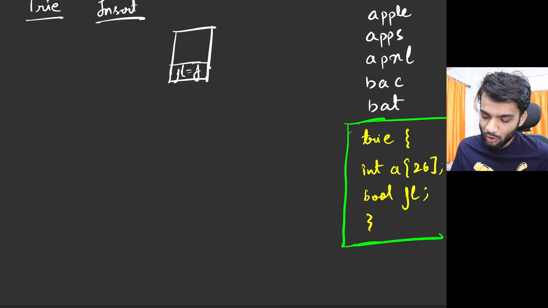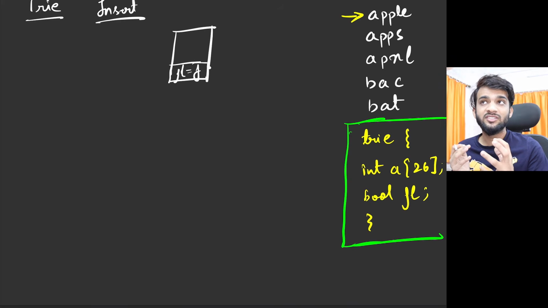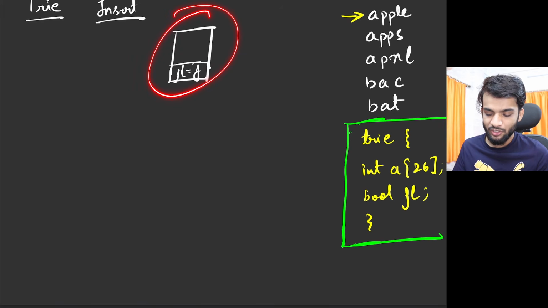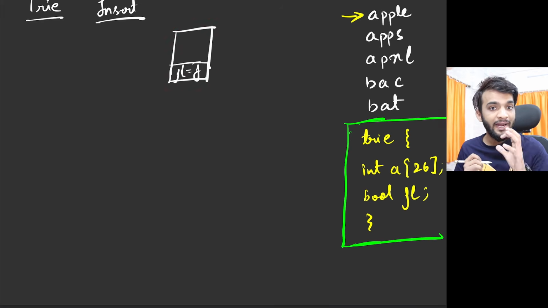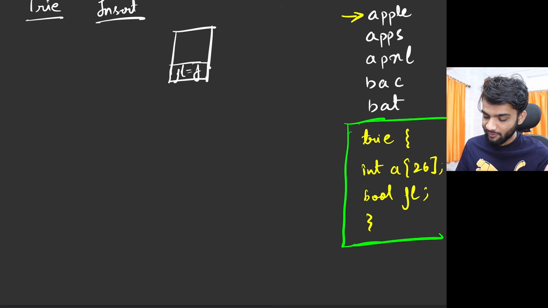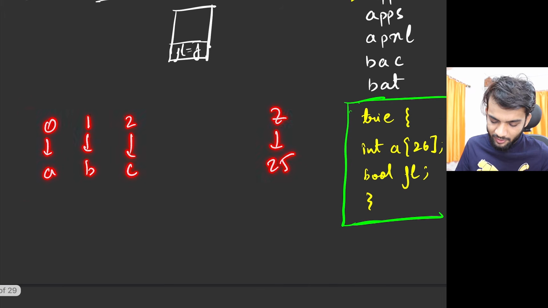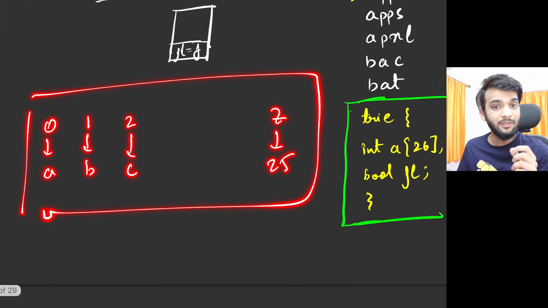Now let's try to insert the first word, which is apple. Whenever we are saying insert apple, you start with the root, and you ask the root. Now remember, 0 means A, 1 means B, 2 means C, and Z means 25. This is how I will be calling up the indexing.